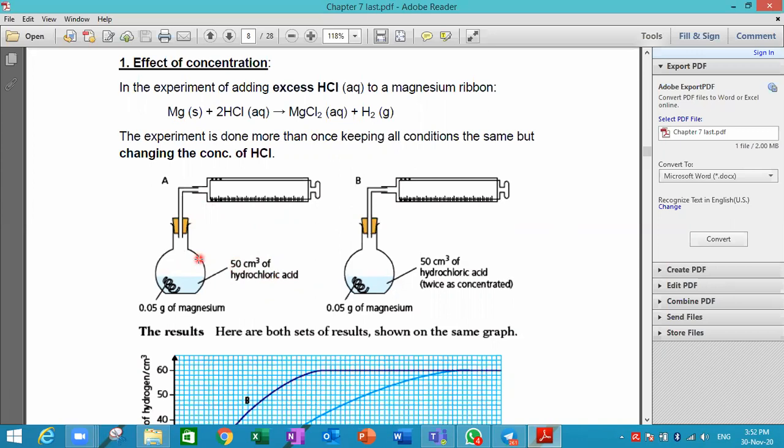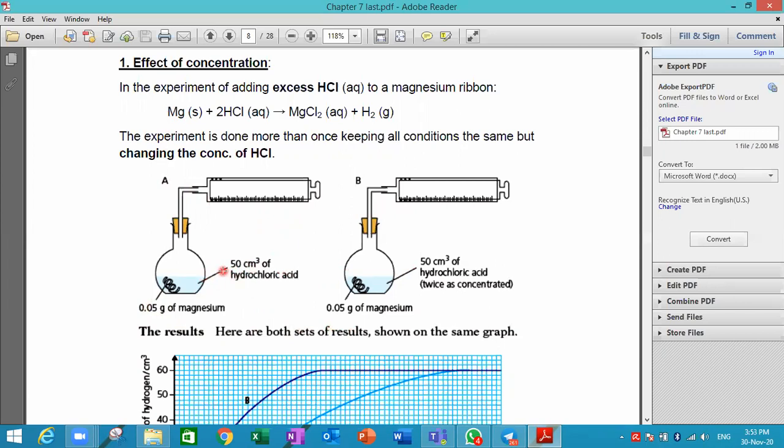So I have to make some variables constant. What are these variables? At the beginning, we should place the same mass of magnesium ribbon in the flask. For example, if I'm going to compare between two experiments, then I'm going to put here the same mass of magnesium ribbon. We should place the same volume of the acid. Of course, we are measuring what happens to the rate of the reaction upon changing the concentration of the acid. So I will make the volume constant. I will change the concentration only.